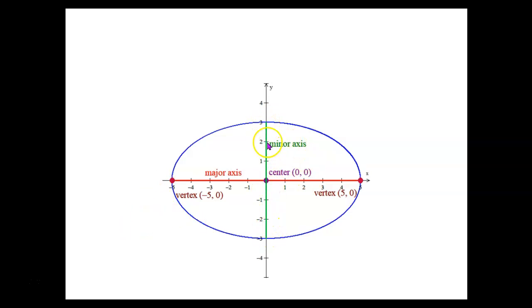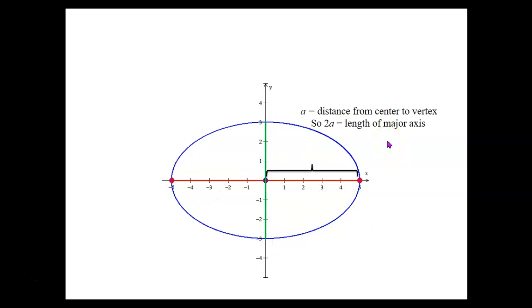The points at the end of the minor axis are sometimes called covertices. That word isn't used as often, but it is used sometimes. So we have a covertex at 0, 3 and a covertex at 0, negative 3.